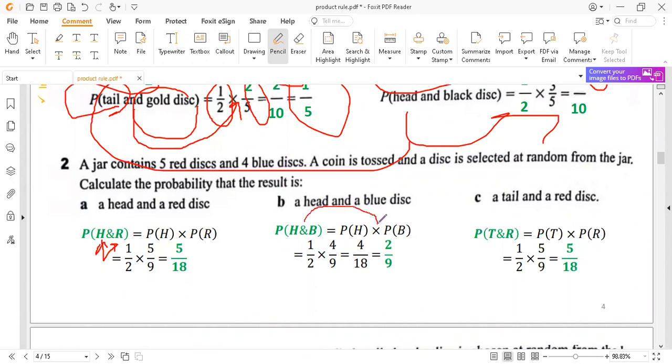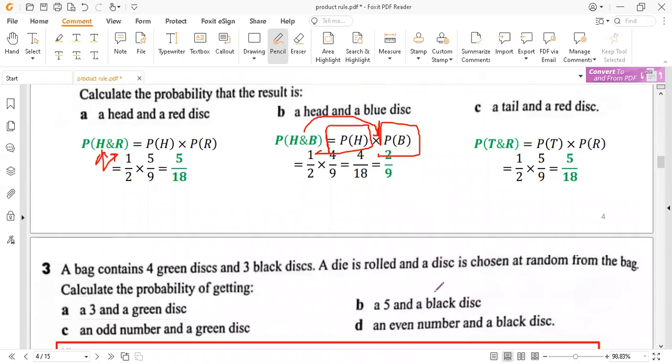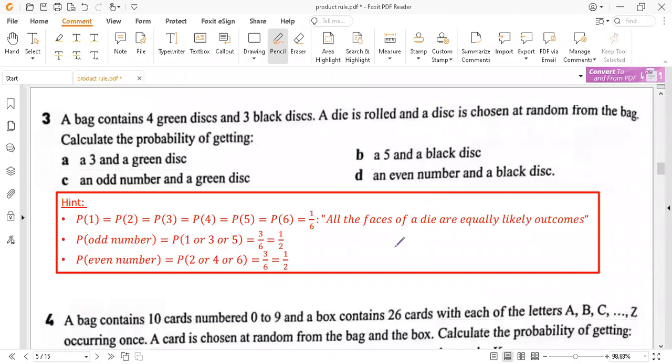So you can replace the "and" by multiplication: the probability of the first outcome from the first event, and the probability of the outcome from the second event. Okay, so easily solved. For example, we have a bag that contains 4 green discs and 3 black discs. So normally we have in total 7. The probability of obtaining green is 4/7, and a black disc 3/7.